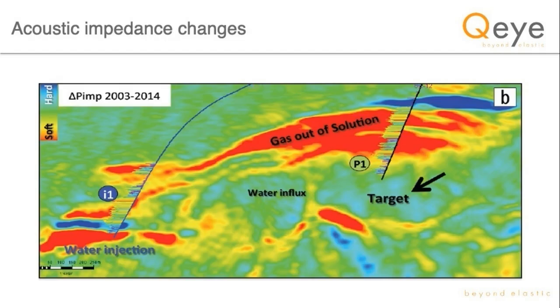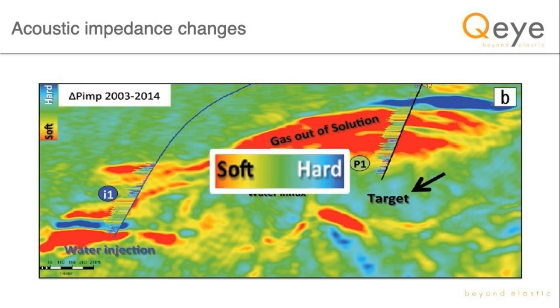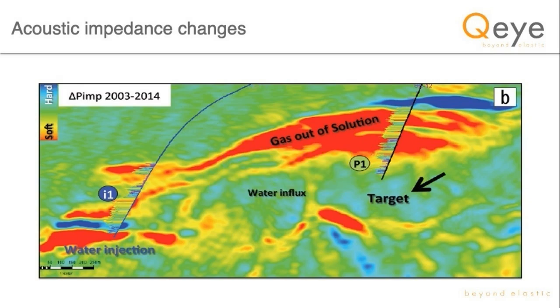So this was used in the reservoir model. So here we're just looking at the acoustic impedance changes from the 4D inversion from 2003 to 2014. So the red area, just looking at the color scale first. So red is soft and blue is hard. So the red area, big red area, that's gas coming out of the solution. And then you see that the black arrow is pointing to the target area, and that's where we have quite a high impedance rock, which could be a potential target for infill drilling, just at the TD of the existing well.